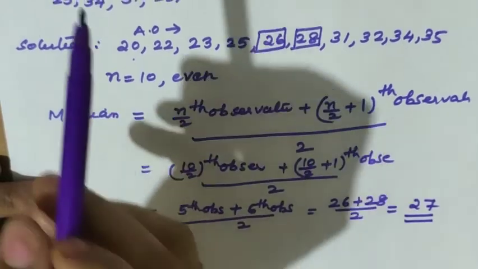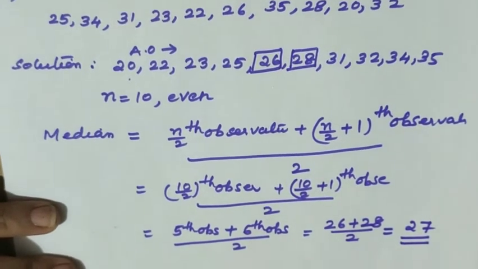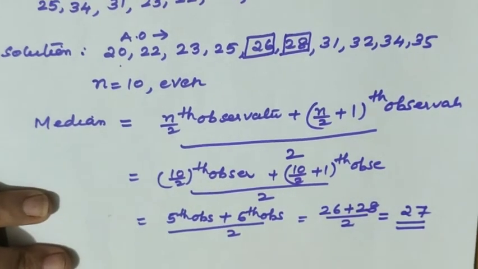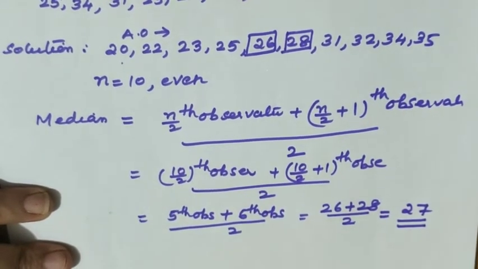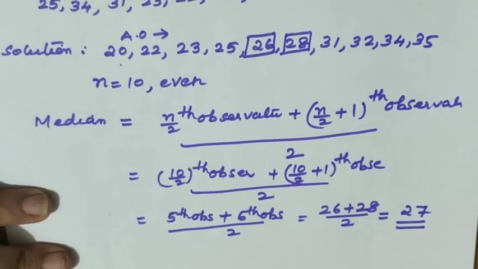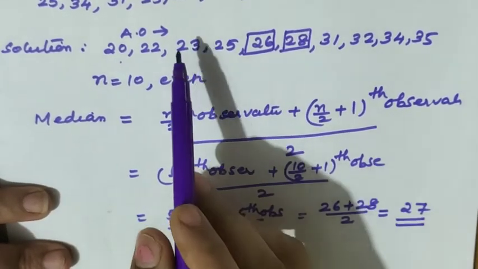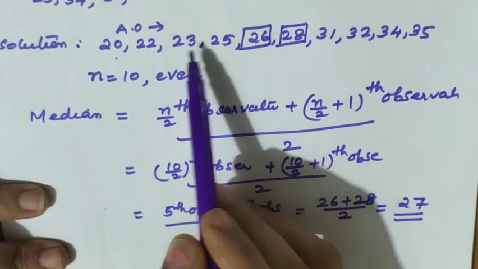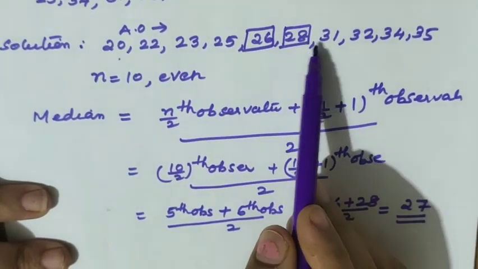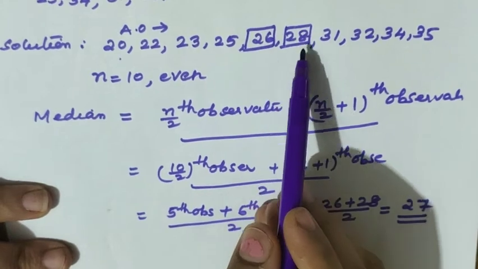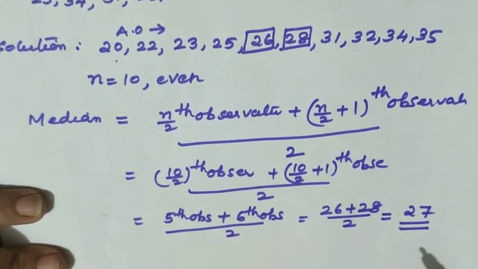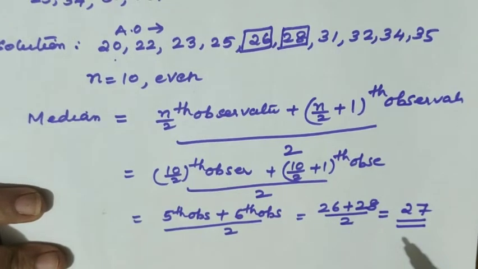Got it now? These are the two different situations. In the previous case we saw that the number of observations is odd. In the present situation the number of observations is even. Only two types of situation. Here, when it is an even number, we get two middle terms, 26 and 28. Here both are middle terms only. So take the average of those two in the case where the number of observations is even.